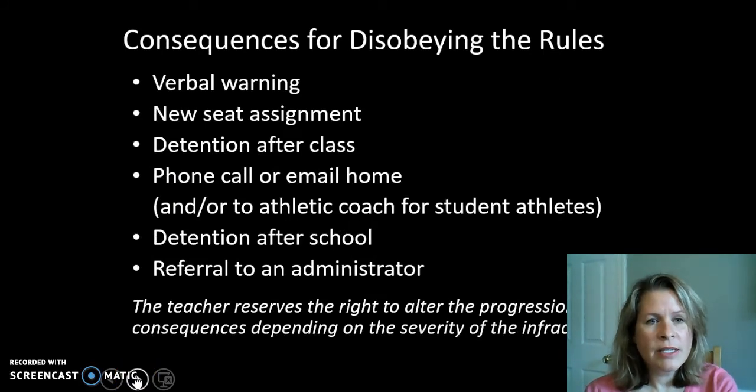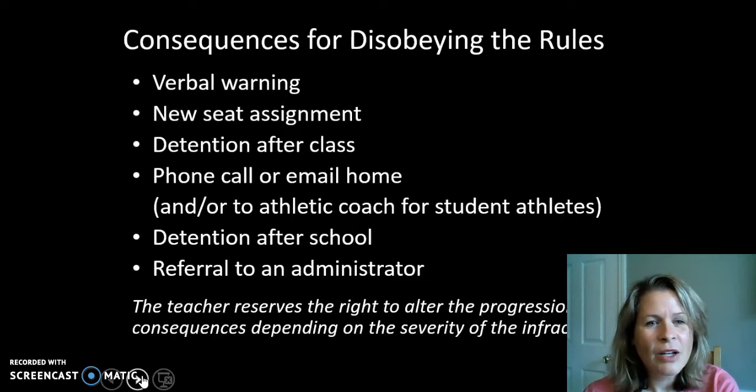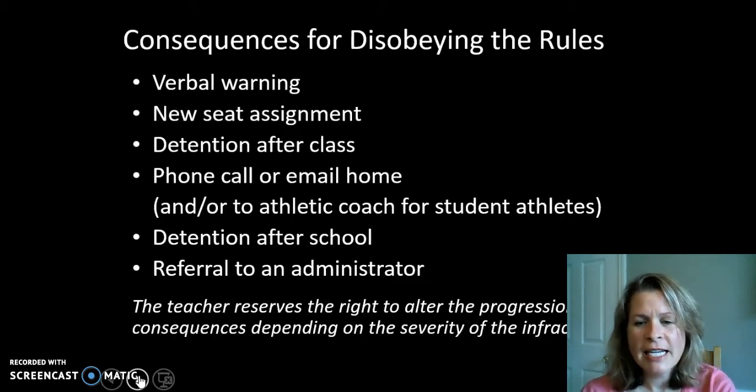All right, consequences. I'll give you a warning. I might give you the evil eye. You'll know why I'm giving you the evil eye. New seat assignment. If you're sitting by a buddy and y'all just cannot control yourselves during class, you're having too many conversations, then I'll move you up front, separate you. We'll have detention after class if I have to, have a conversation with you.